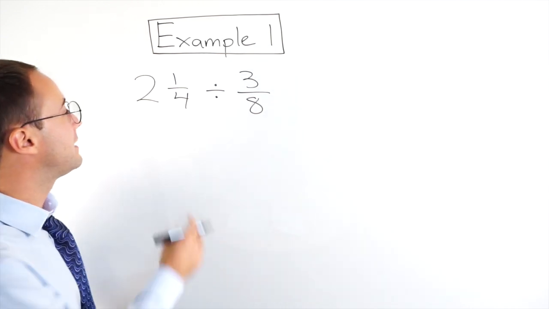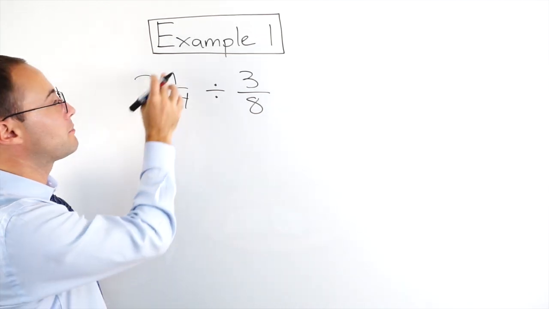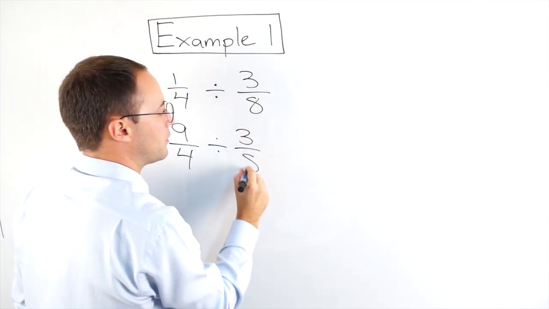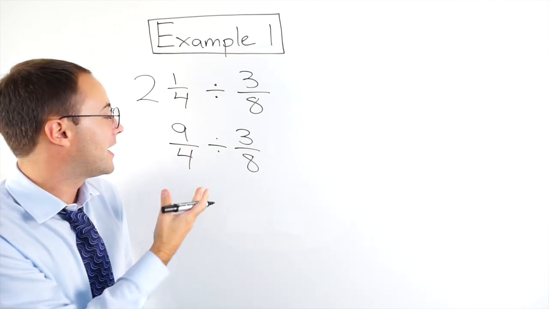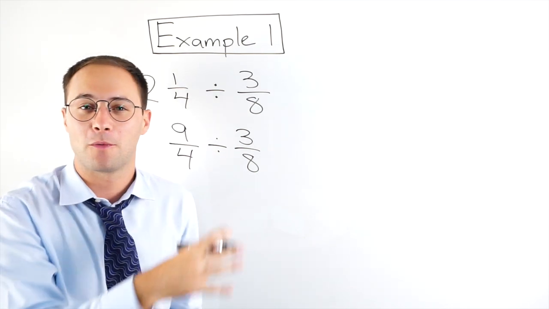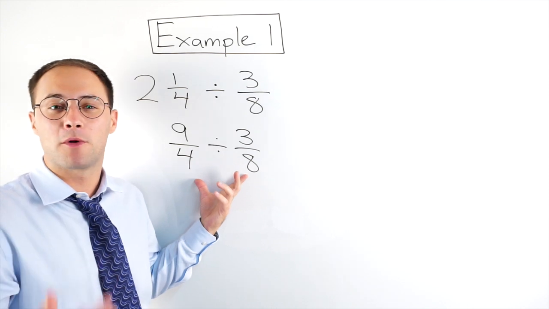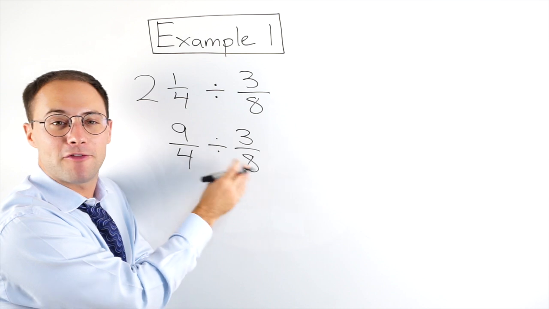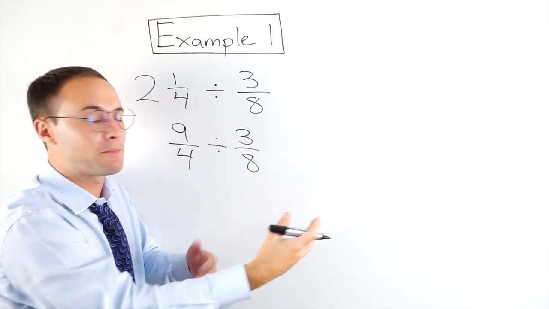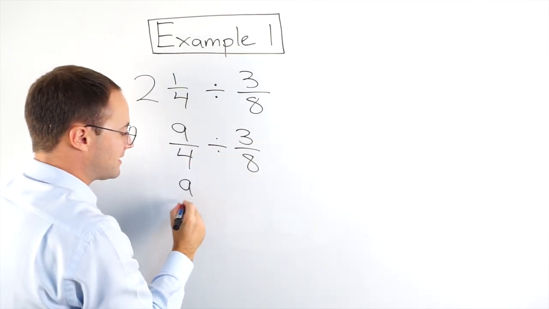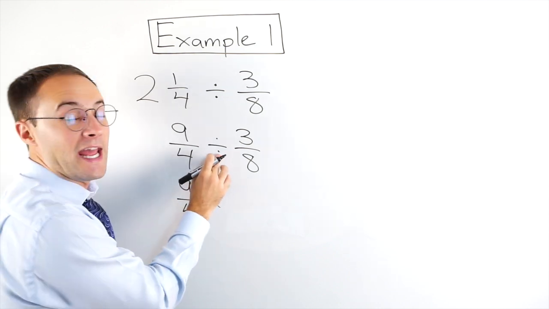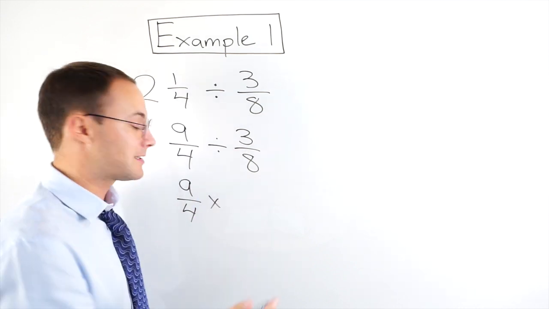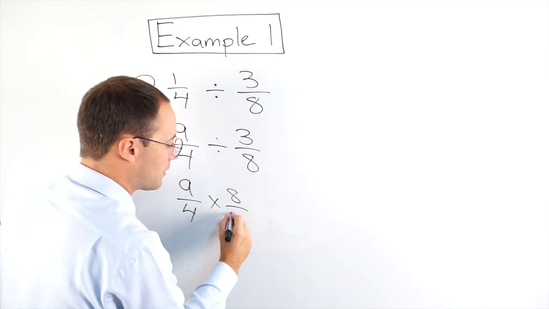So 2 1/4 becomes, well, 4 times 2 is 8 plus 1 is 9, becomes 9/4 divided by 3/8. We've already done dividing with fractions, and if you haven't seen that video, go ahead and watch that. A simple way to remember what to do is keep, change, flip. Dividing by a fraction is the same thing as multiplying by its reciprocal. So this 9/4, that stays 9/4. I change, right? Keep that, change the sign to multiplication, and I flip that 3/8 to the reciprocal, which is 8/3.